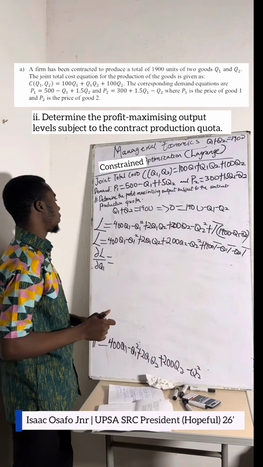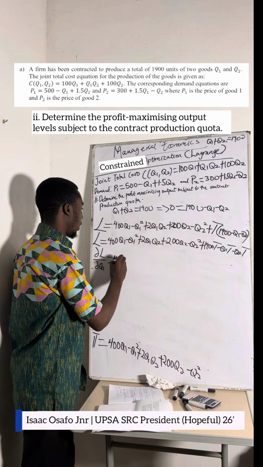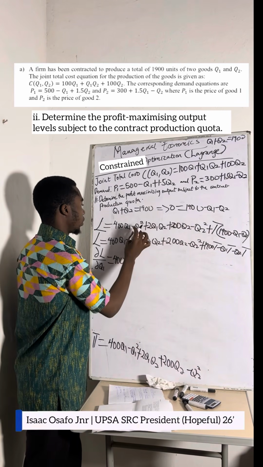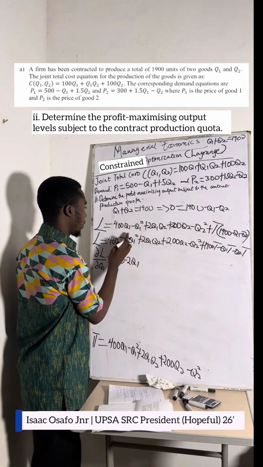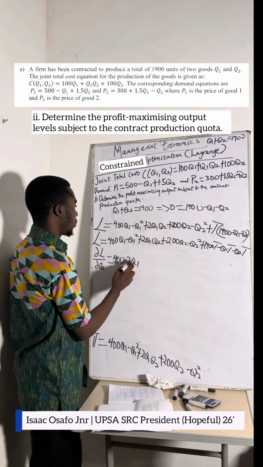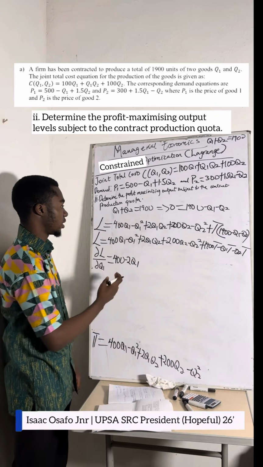So let's start. We have 400 Q1, so this will be 400. The Q1 will vanish. Then minus Q1 squared, so this will be negative 2 Q1. Negative 2 will multiply this side. There's nothing here, so it's like times 1. So negative 2 Q1. Then the exponent reduced by 1, so it's the same thing as negative 2 Q1.